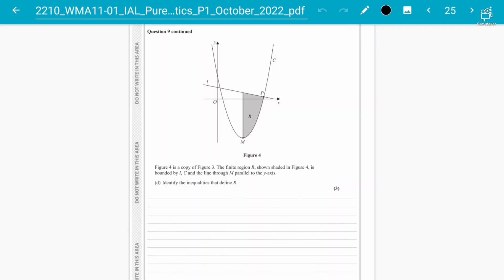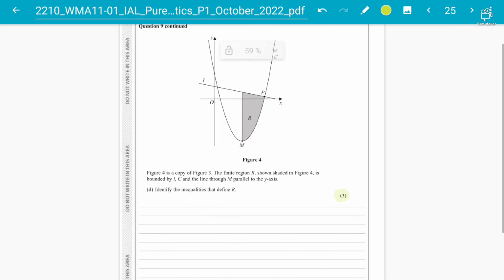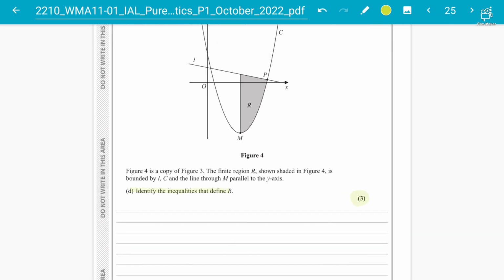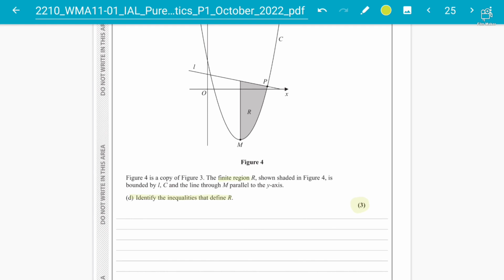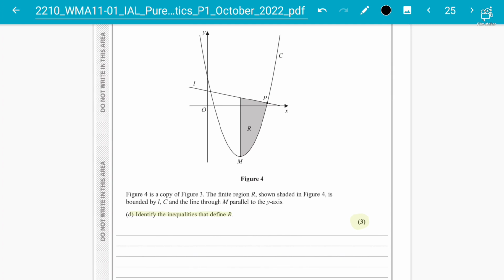Now we are left with the last part of this question and last part of the paper, but not the least. That is for 3 marks. We need to identify the inequalities that define R, that is the shaded part. This part, students, okay, the finite region R, the shaded part. So you have to define this by the 3 inequalities. So let's get started. One of them is very simple.